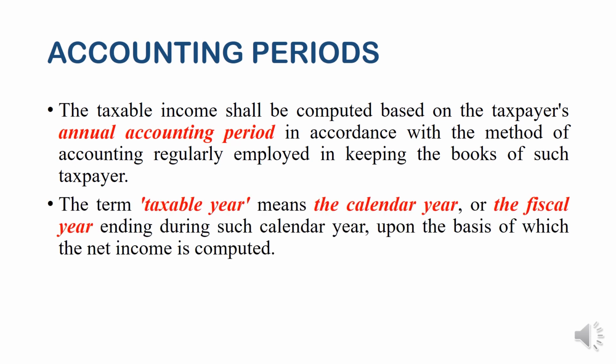The term taxable year means the calendar year or the fiscal year ending during such calendar year, upon the basis of which the net income is computed. So basically, when we say taxable year, this can be the calendar year, which begins on January 1 and ends on December 31 of any year, whereas the fiscal year begins on any date of any month except January 1 and ends after 12 months. So when you say taxable year, this means one complete year, 12 months.